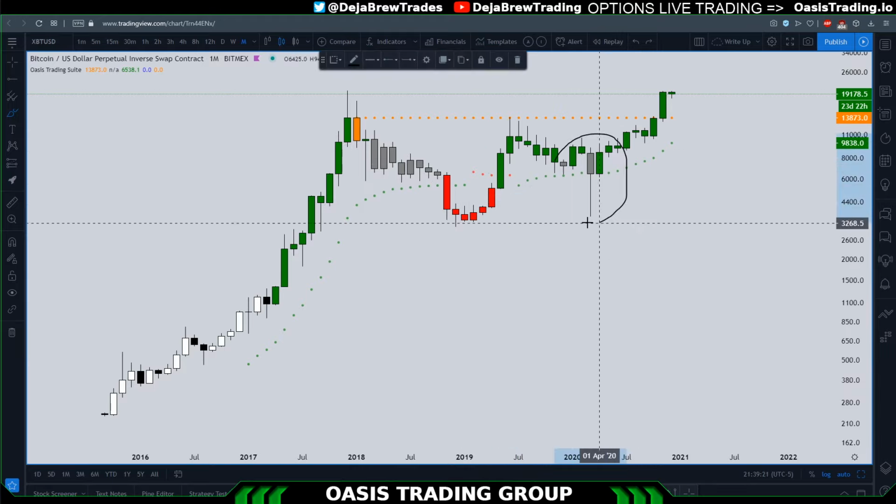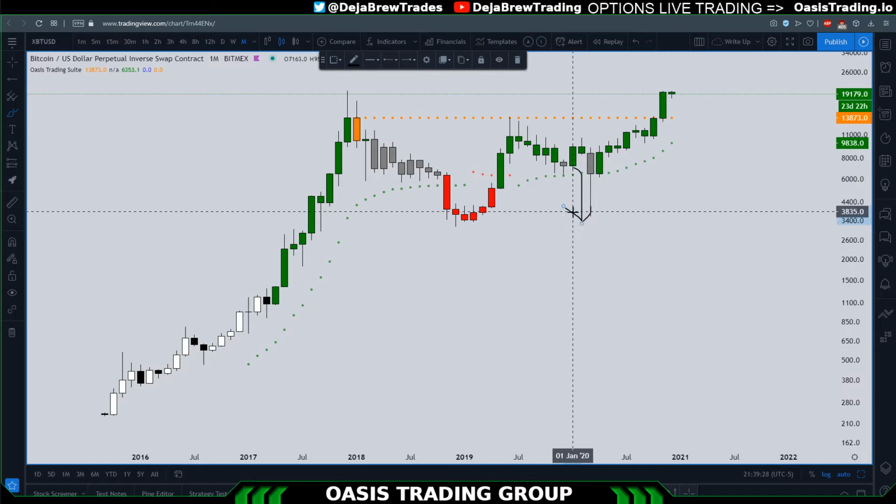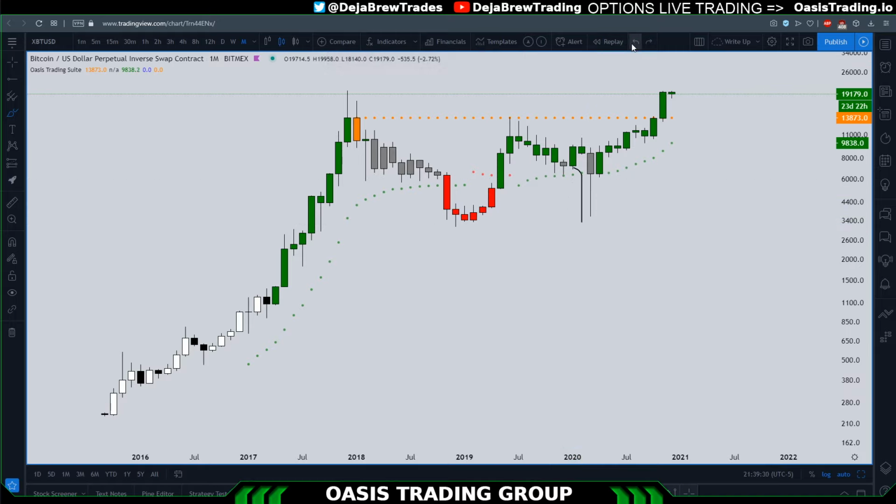You had that nasty sell-off here in March, but look at what happened. You wicked all the way down below that trail, and then you got bought all the way back up. If this would have closed just a little bit higher, this would have actually given you a buy signal on the trail. For the buy signals or the sell signals, it's based on wicks.